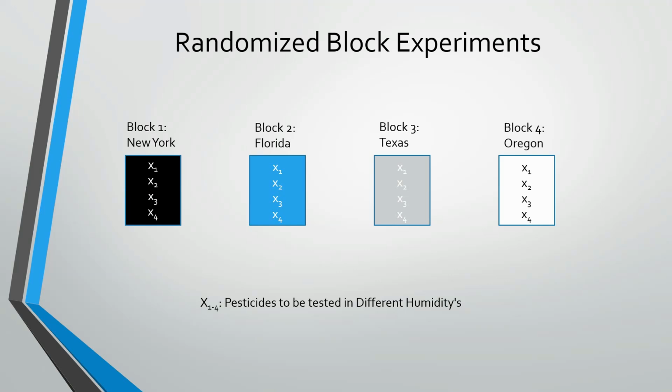Moving on to blocks in general, as you can see, each of the 4 x's within the blocks are the same, but under different conditions within each block. These different conditions being the different cities, New York, Florida, Texas, and Oregon. More on that later.